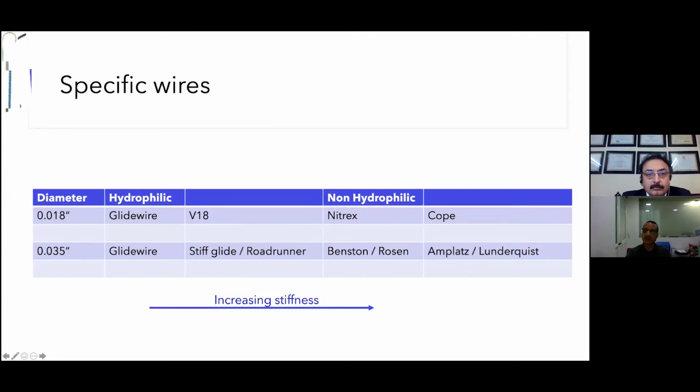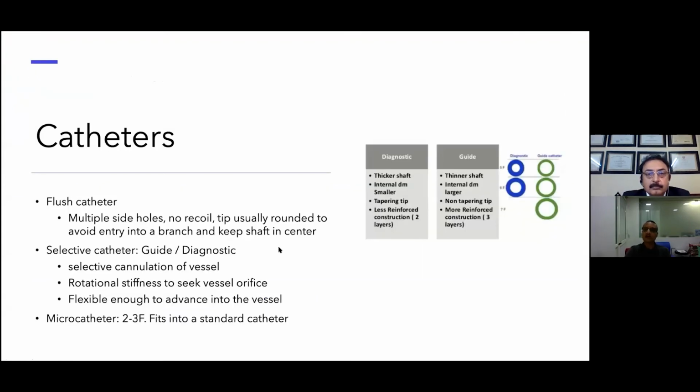Moving on to vascular catheters, we have the flush catheters, which are used for diagnostic angiograms. These have multiple side holes, no recoil, and the tip is usually rounded. Typically, what all of you would have seen is the pigtail catheter. So you avoid entry into a branch and you keep the shaft in the center.